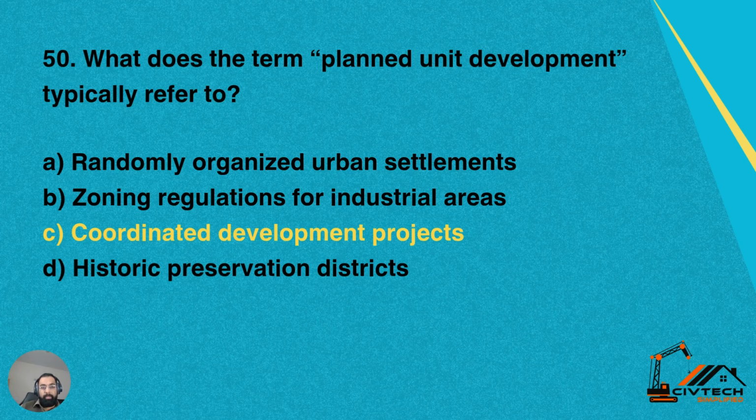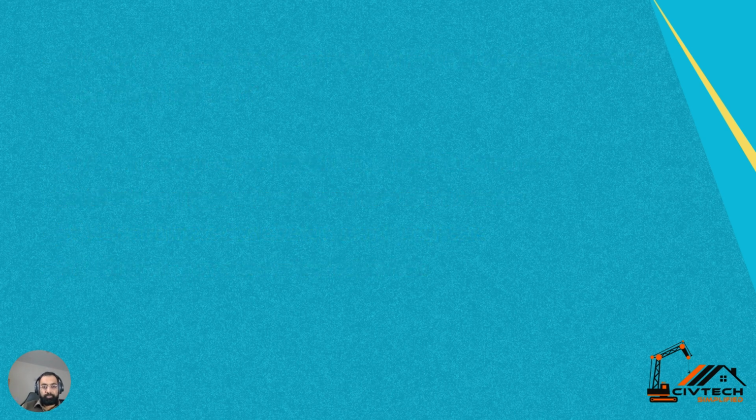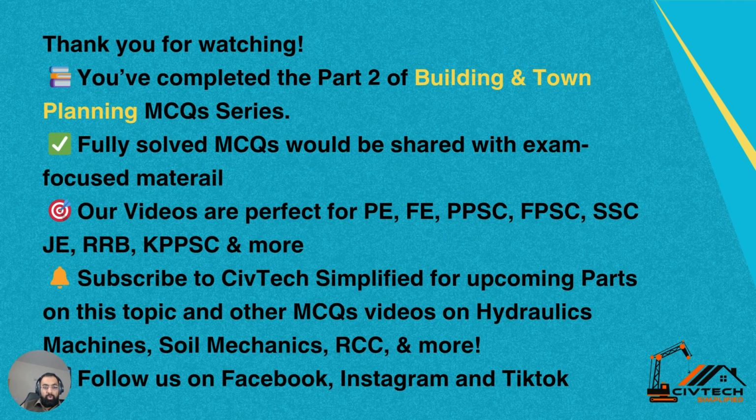Yes, option number C is correct for this question. Planned unit development means coordinated developmental infrastructure projects. So option C is correct for this question.